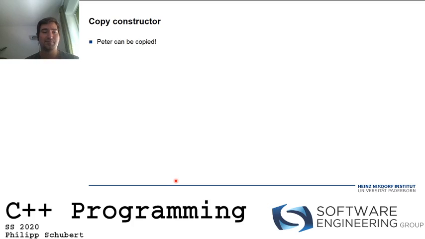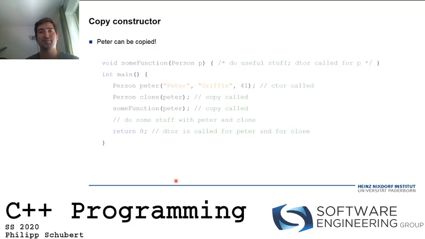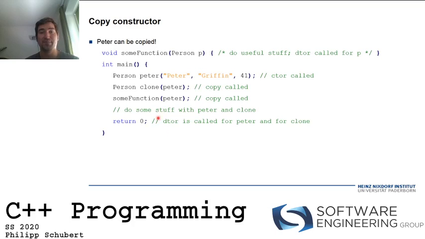And if you have set that copy constructor to default, Peter can now be copied. So what can we do? Let's have a look at this code example here. So we can create a variable Peter of type person, initialize it with the constructor. Then we can create a new variable clone, also of type person, and we can give it the Peter variable. And this essentially calls the copy constructor. So at this line, the copy constructor is called, and clone is now an exact clone of Peter. It has the same data as Peter, as its member data.